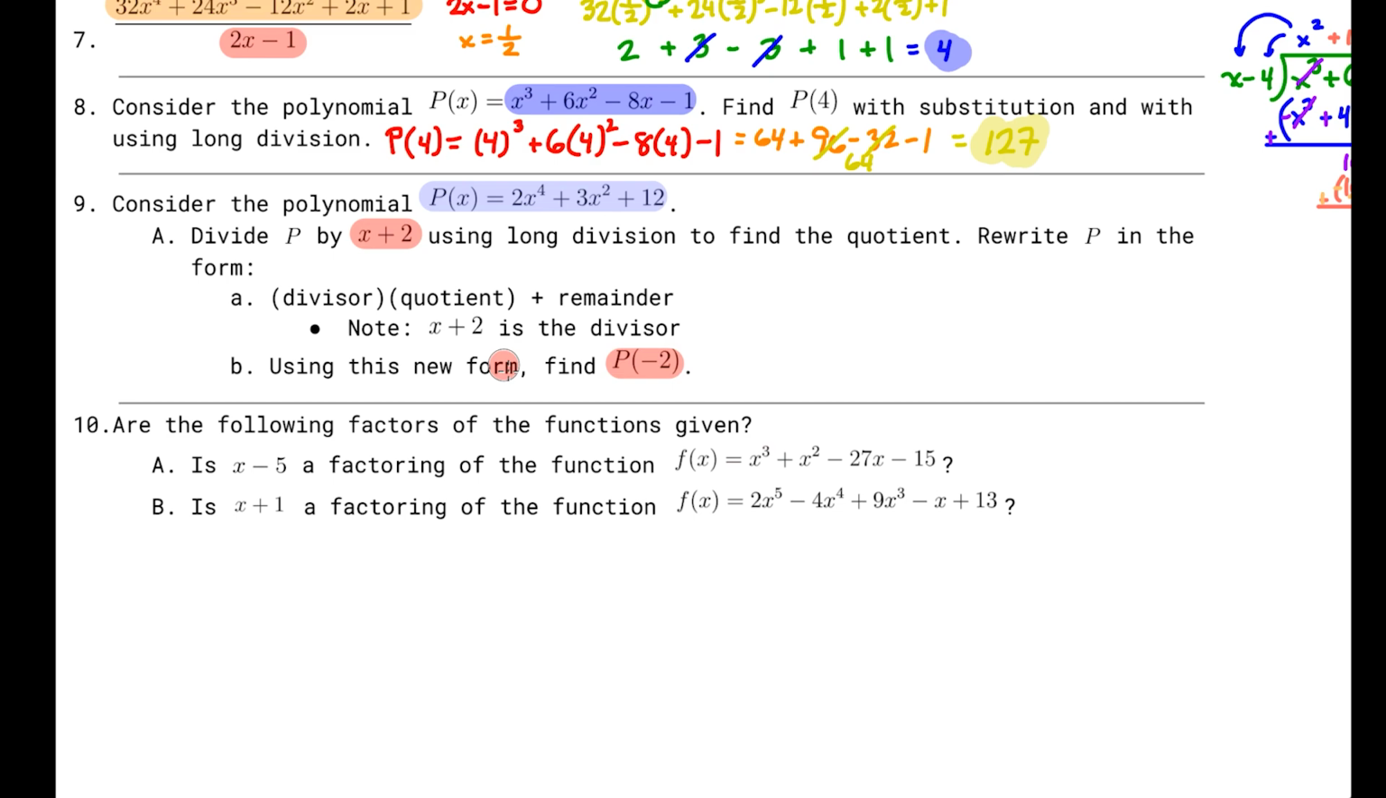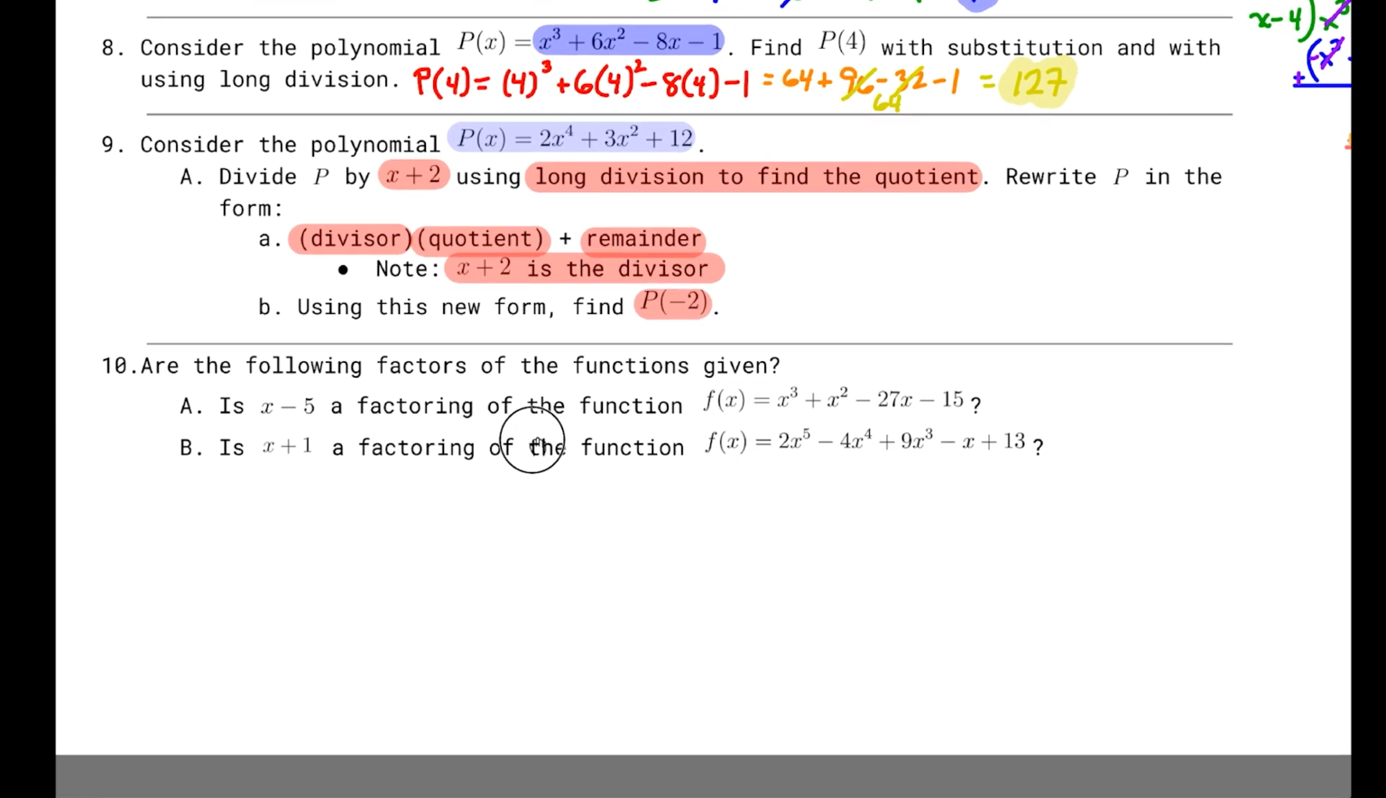Okay, but you're also rewriting p of x into a different form based on the divisor times quotient plus remainder. Basically what it says right here. It does say that x plus 2 is the divisor here. It does say the quotient is the result. It says use long division to find the quotient. So whatever you get from long division is going to be your quotient part of this form. So that's this part here. The divisor, as we just said, is x plus 2. The remainder is what we have left over. So basically we're going to figure this out right now.